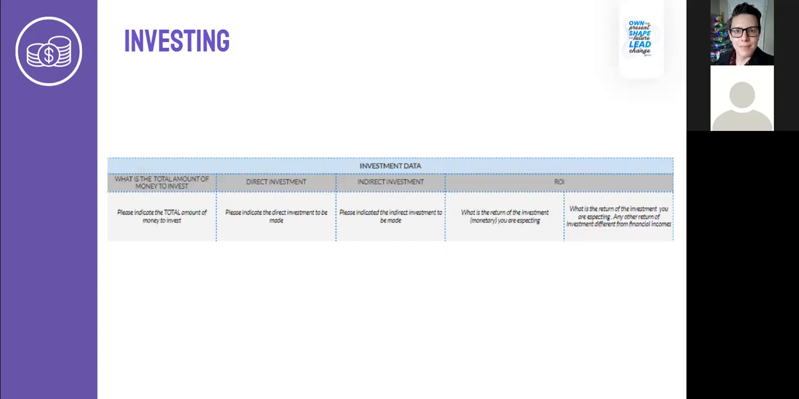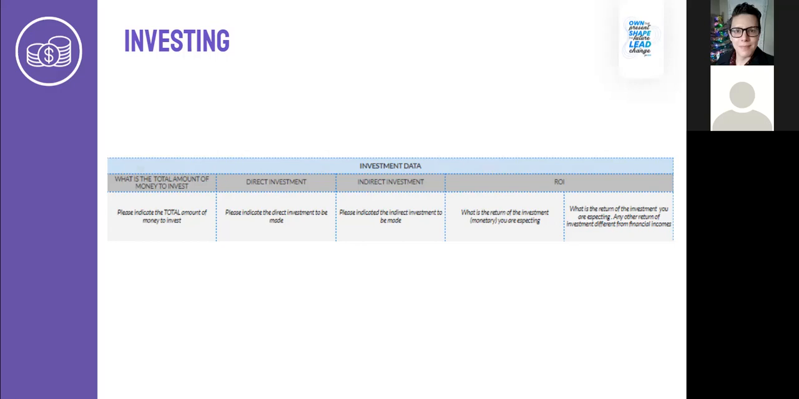Then the next step will be the investment data. So what is the total amount of money that you're investing? And this total amount is going to be divided into direct investment and indirect investment. Remember that when you make an investment, other costs may come with the original investment. So in this case, the total amount that you're investing, we are going to divide into direct and indirect.